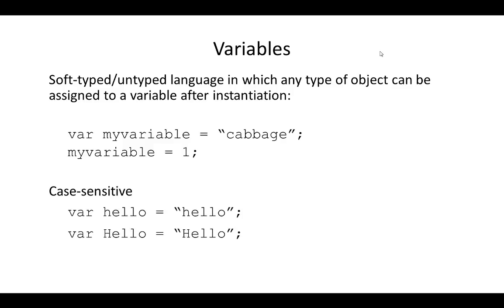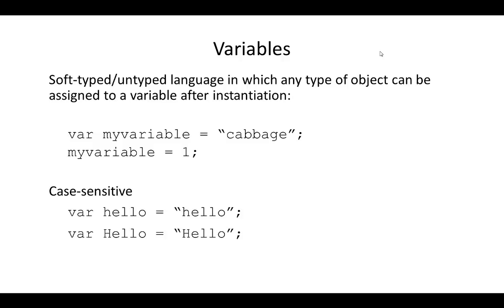Variables. More on variables. Imperative languages come in two flavors in the way that they manage variables. There are what we call hard-typed languages. C is a hard-typed language. Visual Basic is a hard-typed language. And in hard-typed languages, when you declare a variable, you also have to say what data type that variable stores.